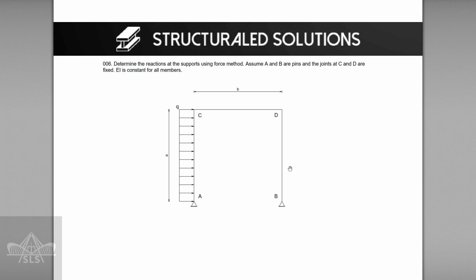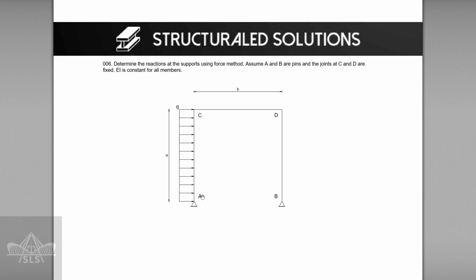Welcome in today's video. Today we are going again through another force method example. We have a new shape frame for which we have to solve, by using the force method, the reactions at point A and at point B. We have given that A and B are assumed to be pins, and joints C and D are rigidly connected, which is basically a fixed connection.